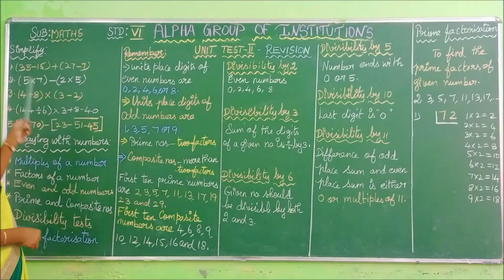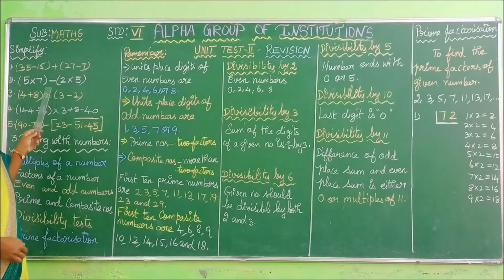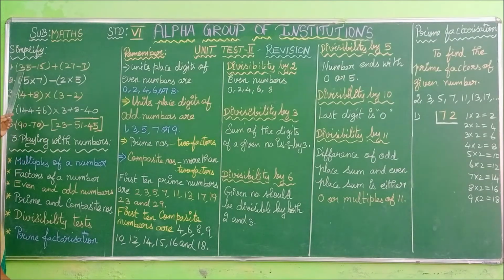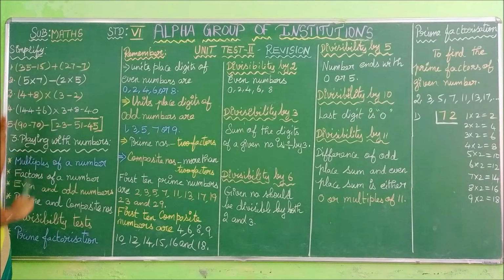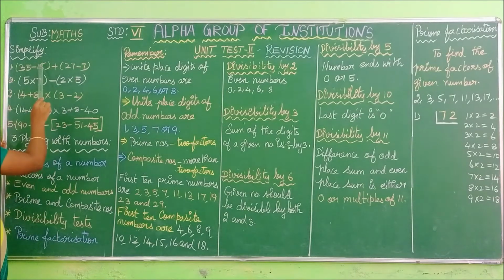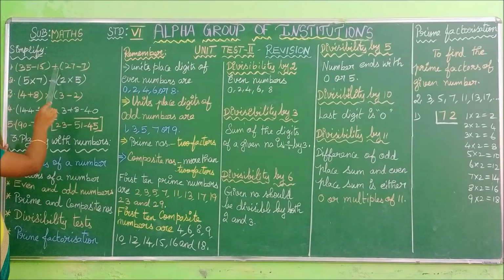Next see this sum, children. Simplify. That is, you have to simplify this sum by using the BODMAS rule. See the first sum, 35 minus 15 plus 27 minus 7. In this question we have two brackets. Both are the same type of bracket, that is, simple brackets. So you can evaluate both the brackets simultaneously. That is, you have to subtract 15 from 35 as well as 7 from 27. You get two answers and then you have to add the two answers. Do you understand?